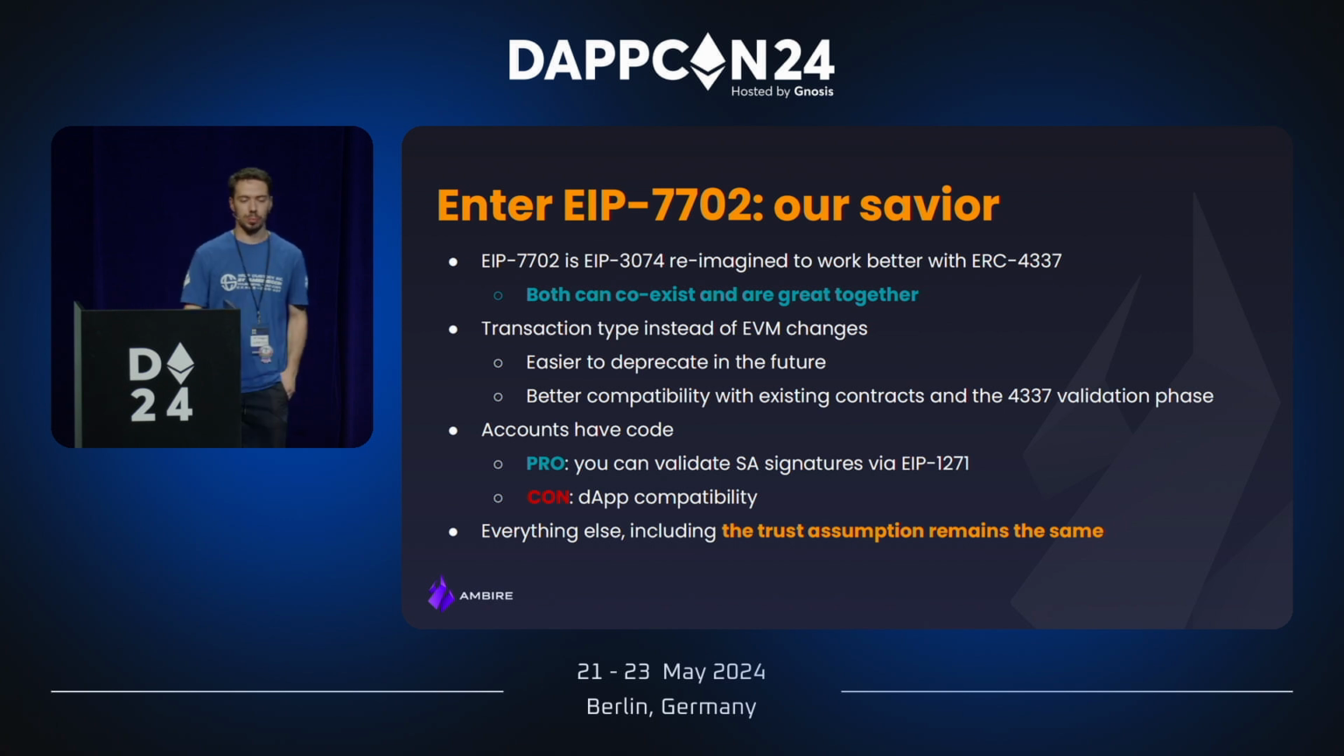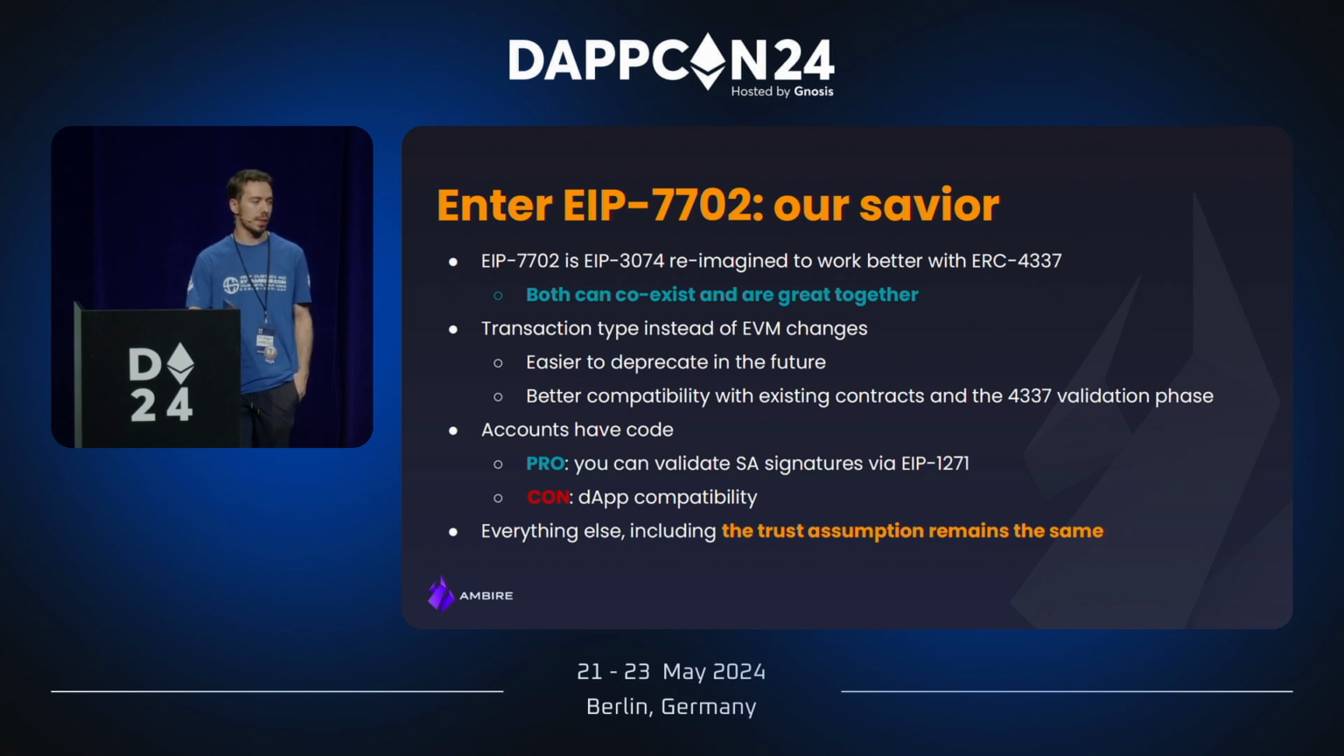And yeah, EIP 7702 is EIP 3074 reimagined. It's much more compatible with 4337, as I said, and it doesn't add new opcodes, which makes it much easier to deprecate in the future.